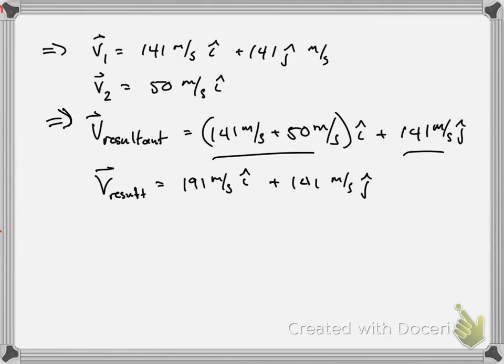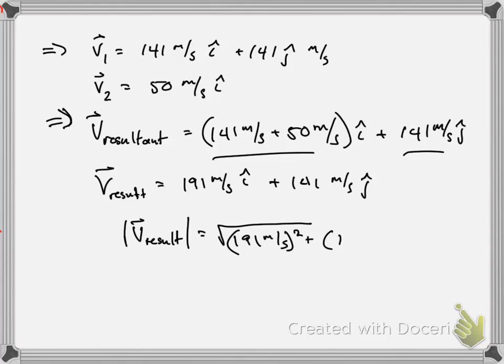What about in magnitude-direction form? What is the net magnitude of the airplane's speed relative to the ground, and what is the direction of the airplane relative to the ground? Relative to the air, it's 200 meters per second, 45 degrees north of east, but relative to the ground, it's being blown to the east more, so it's going to be slightly different. So let's figure out the magnitude of the resultant vector. Using the Pythagorean theorem, it's the square root of 191 meters per second squared plus 141 meters per second squared.